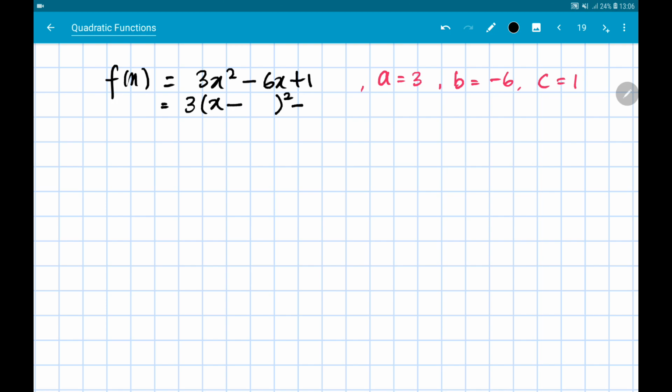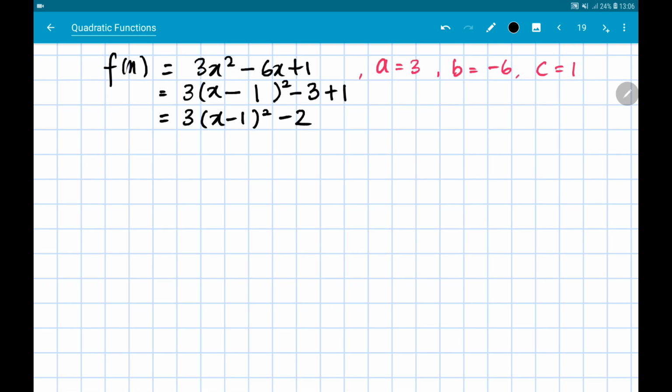So the correct process now will be 6 divided by the a number, which is 3. That gives us 2, and then we have to divide by 2 again. So that will give us 1. After which, take the number 1, square it, we get 1. Multiply with the a number, which is 3, so it becomes 3 at the back. And then don't forget plus 1. Then simplifying this, we get 3 bracket x minus 1 bracket square, negative 3 plus 1 gives negative 2. So this process is called completing the square.